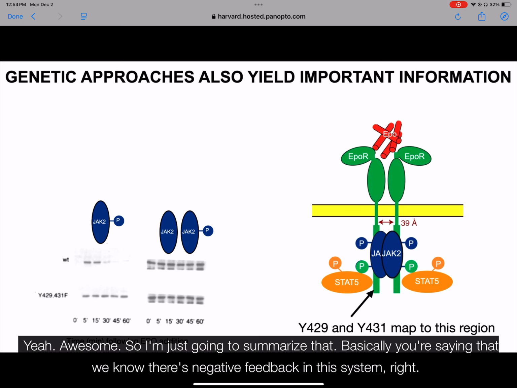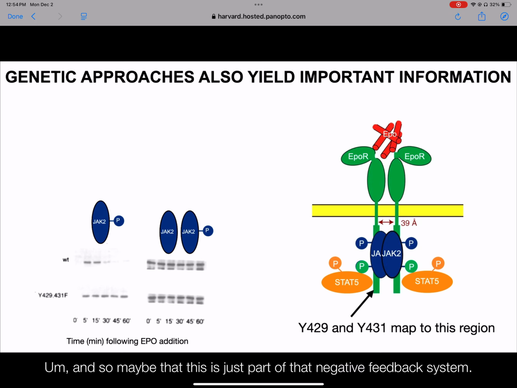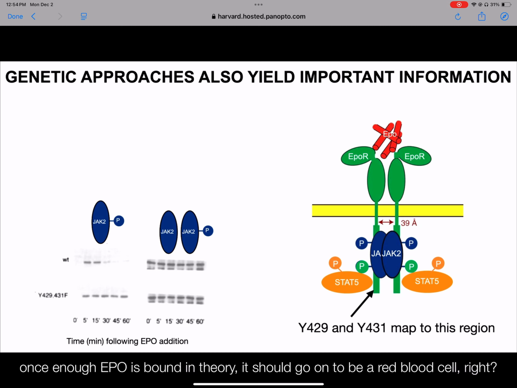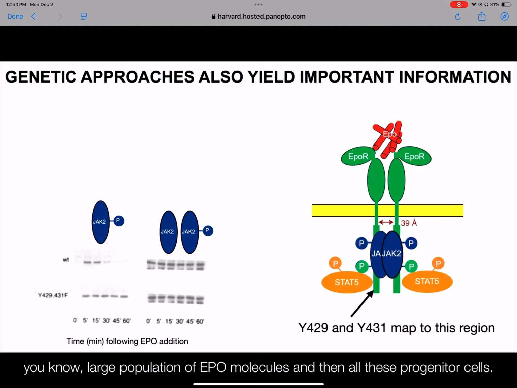Perfect. Yeah, awesome. So I'm just going to summarize that basically you're saying that we know there's negative feedback in this system, right? That EPO, we somehow have to turn things off, right? And so maybe this is just part of that negative feedback system, right? I'm going to push back a little bit against that because this particular cell, once enough EPO is bound, in theory, should go on to be a red blood cell, right? Like the negative feedback is happening more at the level of EPO as a large population of EPO molecules and then all these progenitor cells, right?